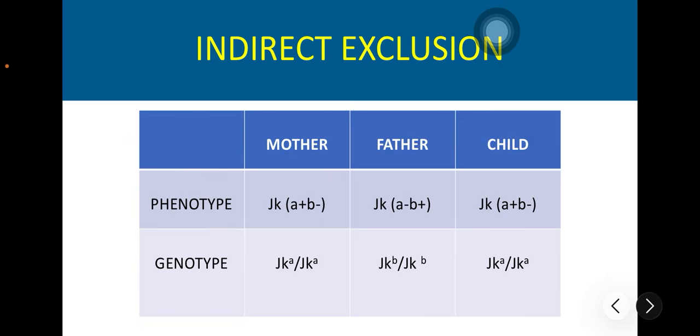Since the father is homozygous for JKB, it should have been passed down to the child. But in this case, it is indirect exclusion, because the absence of JKB in the child could be due to the presence of a suppressor gene that is inhibiting the expression of the antigen. It is termed indirect exclusion because this alone cannot disprove paternity, mainly because of the possibility of the father's inheritance of a suppressor gene that has suppressed the expression of that antigen.